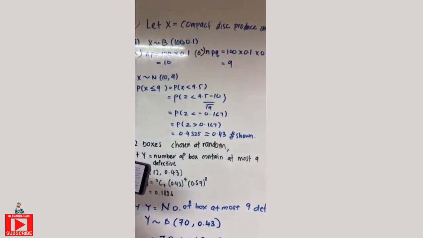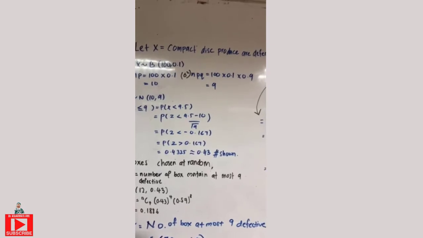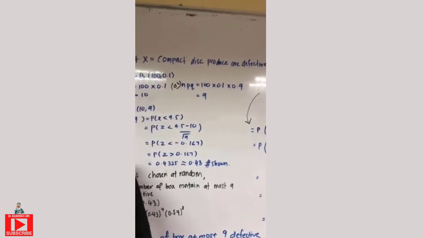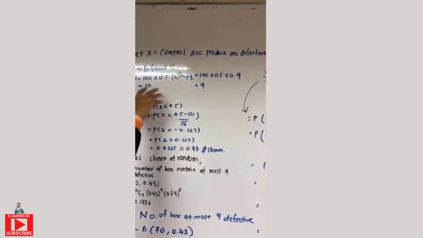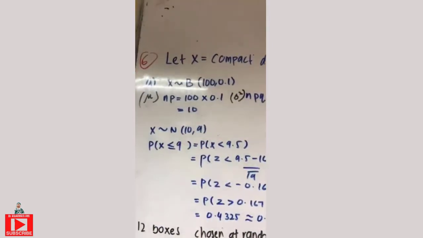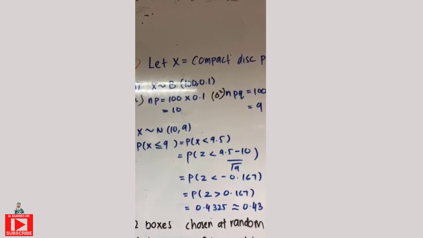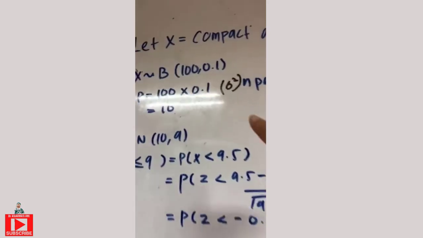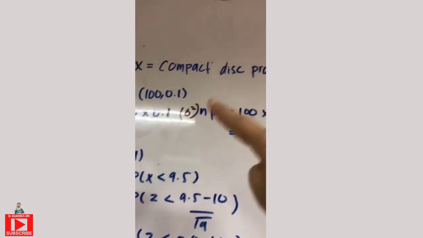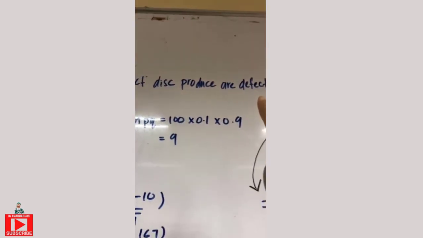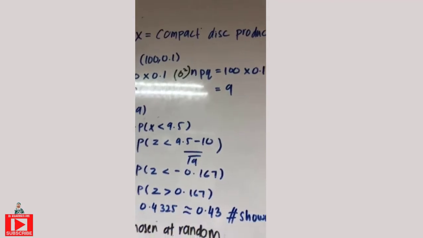Dia cakap soalan ni, each box tu dia contain 100 dengan 10/100 yang rosak. So ni 100. What is your X? X tu compact disc produce defective. So ni 100, kosong 1. So macam ada n = 100, dan probability 0.1 compact disc ini defective is 0.1.